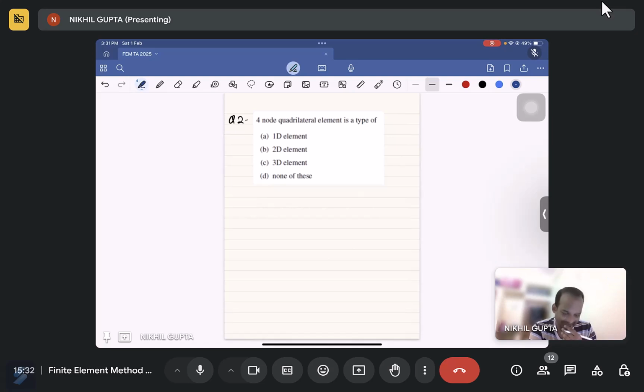With 2D element, sure. So why is this a 2D element? I'll differentiate. If this is your element, these are your nodes. You say this is a 1D element because you are considering the degree of freedom in the X direction only. If you say that this is a plate or a square, you will consider X and Y. So this is a 2D element.